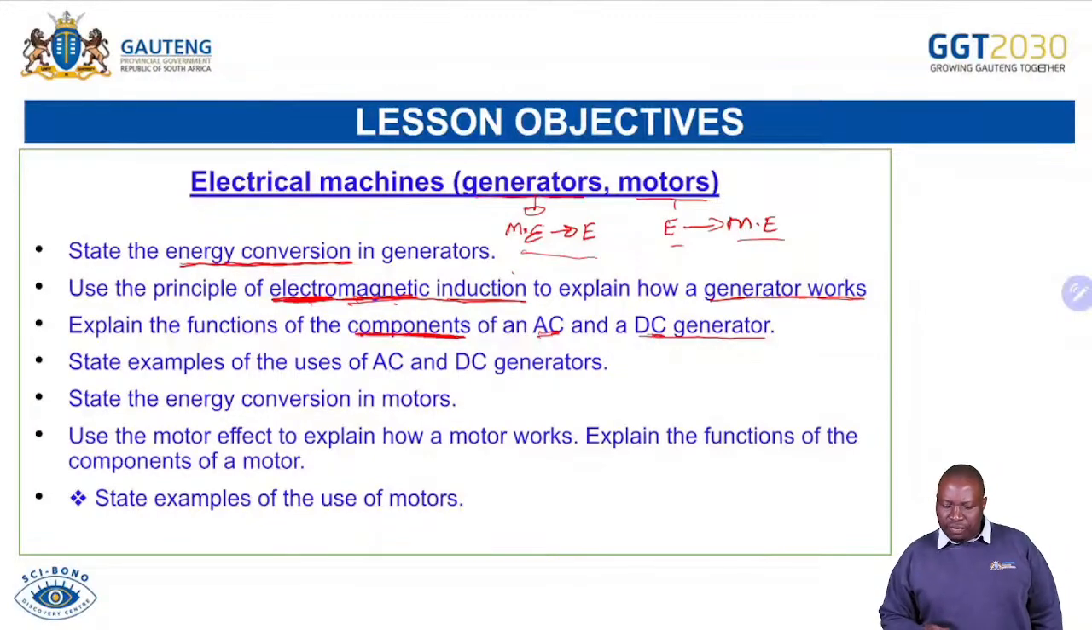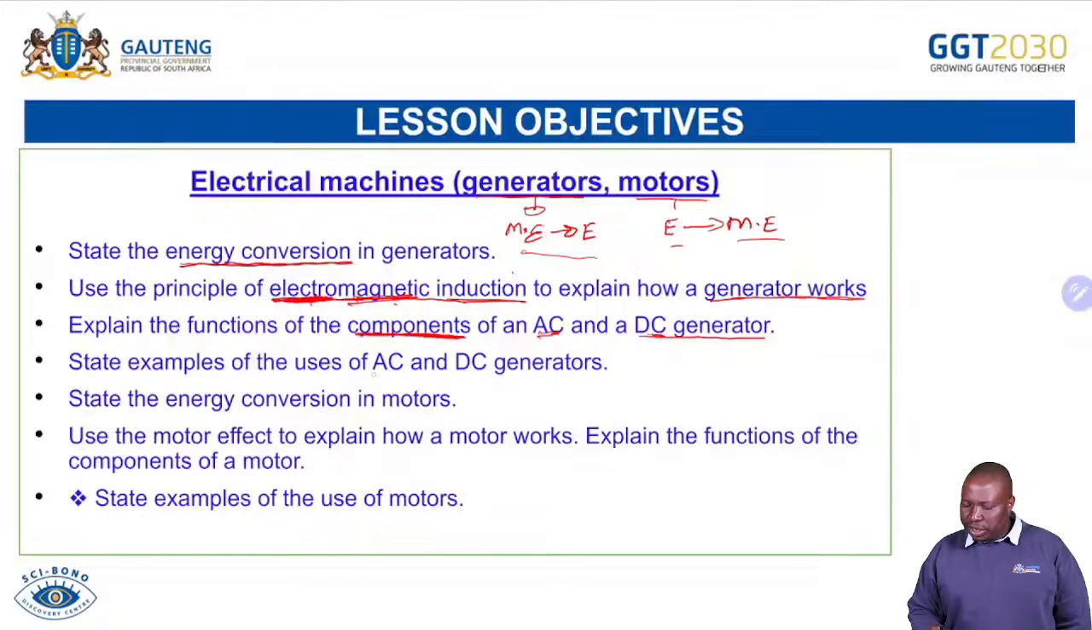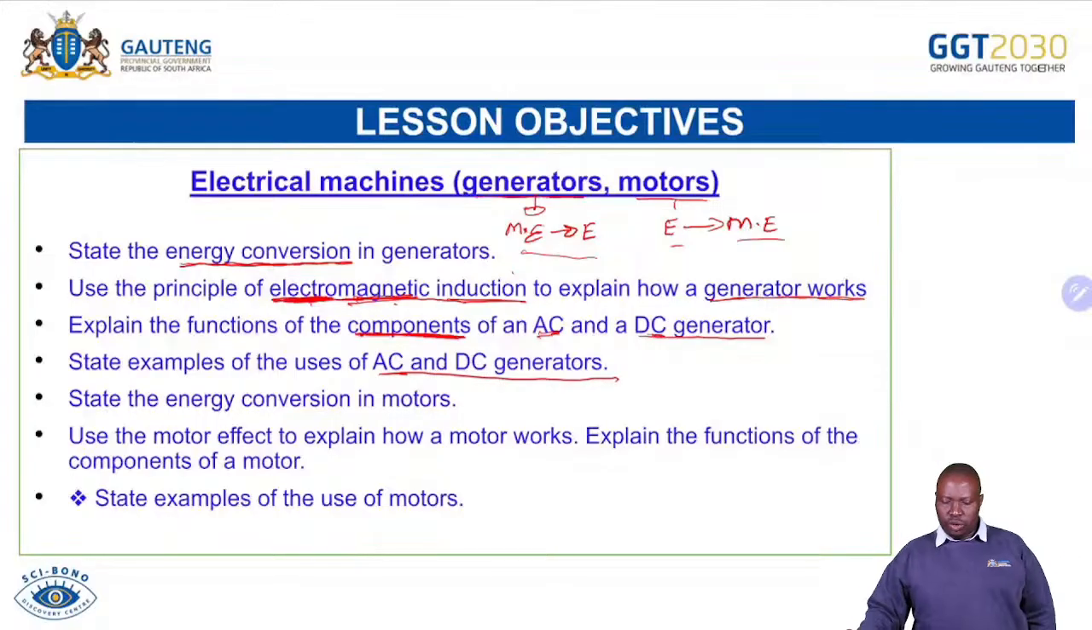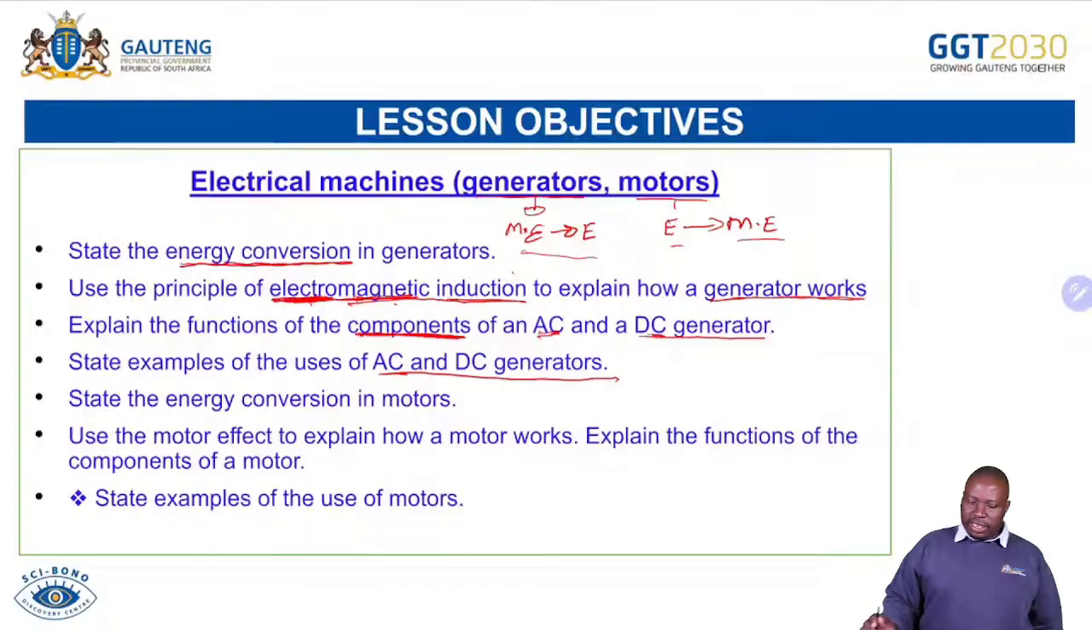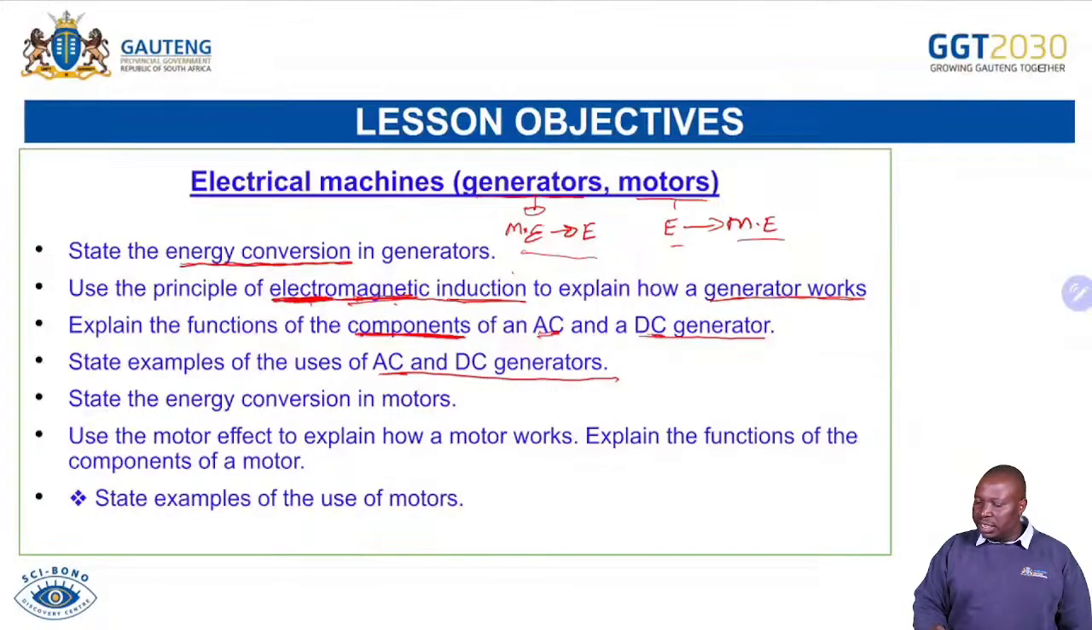And we're going to give examples of the uses. Where do we use these AC and DC generators? So it's important that we look at the uses, and we're going to state the energy conversion, as I've already done. We've stated the energy conversion for motors.